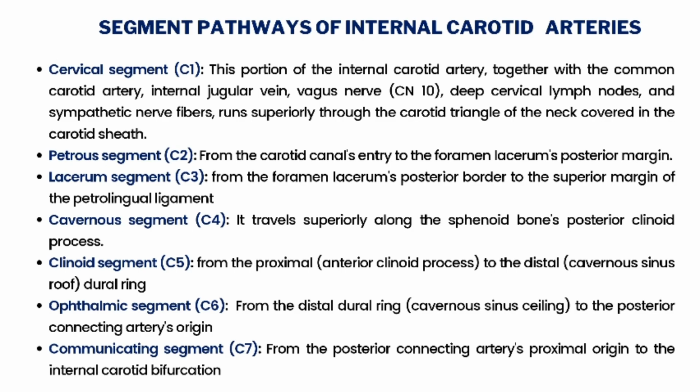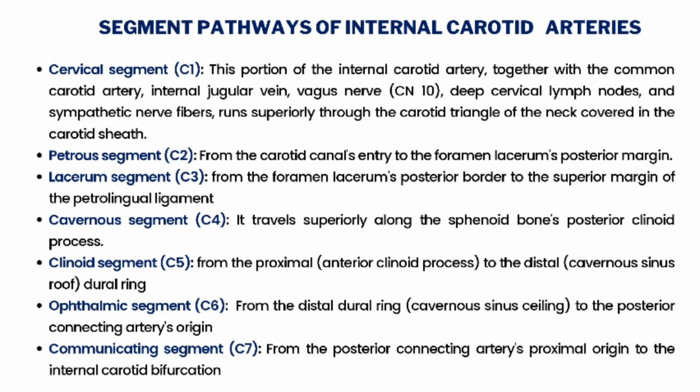The second one, the petrous segment, is from the carotid canal's entry to the foramen lacerum's posterior margin. Its branches include the caroticotympanic artery and the Vidian artery. The third, the lacerum segment, is from the foramen lacerum posterior border to the superior margin of the petrolingual ligament. This anatomical structure is located on the wall of the cavernous sinus. The next one is the cavernous segment. It travels superiorly along the sphenoid bone's posterior clinoid process.